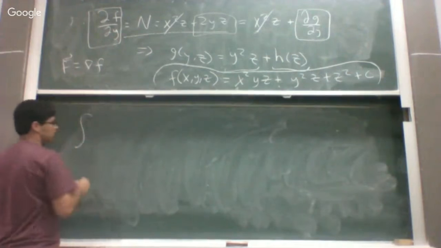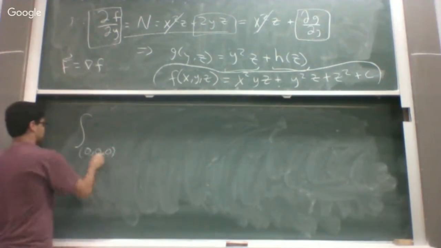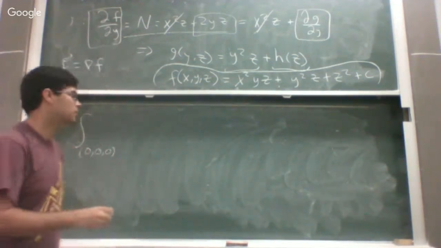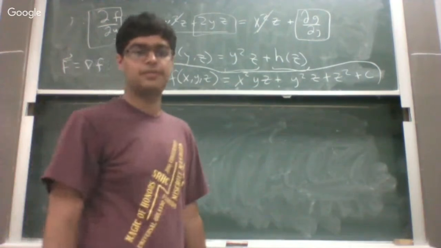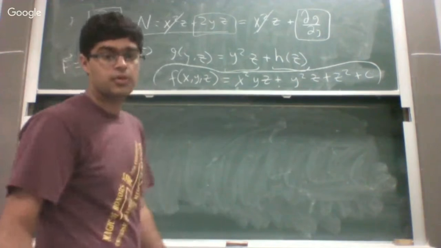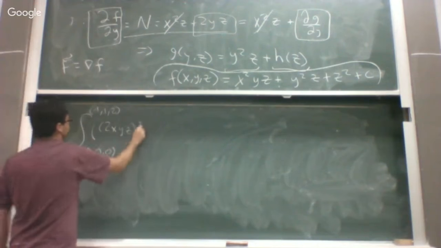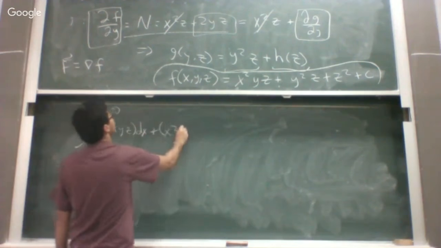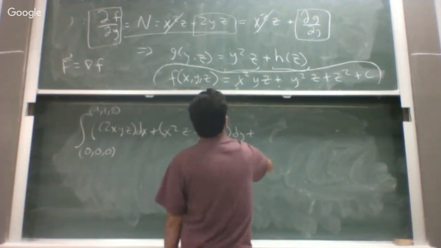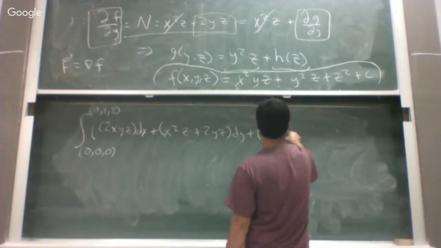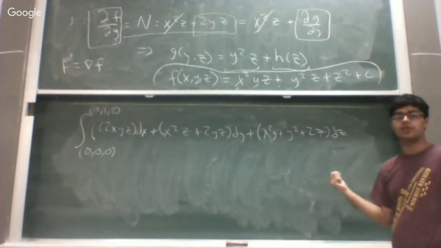They want us to evaluate the function from 0, 0 to negative 1, 1, 2 of the f vector, or I can rewrite it as 2xyz dx plus x squared z plus 2yz dy plus x squared y plus y squared plus 2z dz. So they want us to find the integral of this, right?